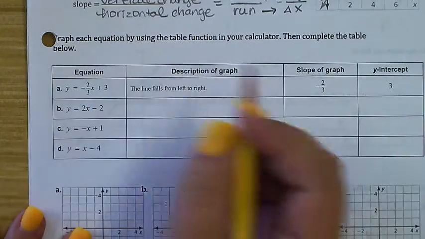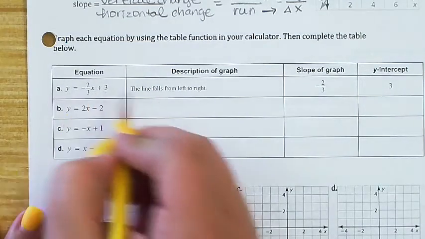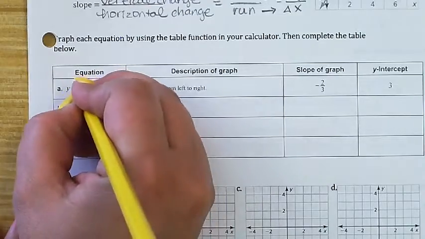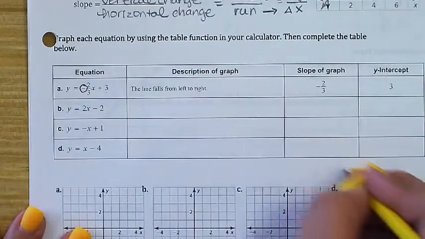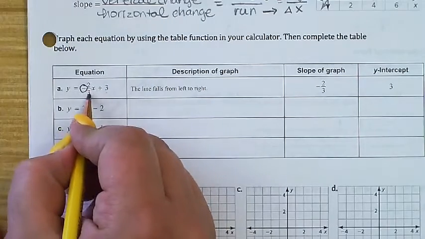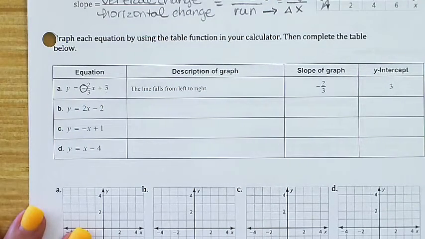Describing the graph here, the y-intercept is at 3, and then it's a negative slope, so it's falling from left to right. So from left to right, this line is going downward. In fact, if we wanted to be really specific, we could say it's going down 2 units over 3. That's what that rise over run tells us.